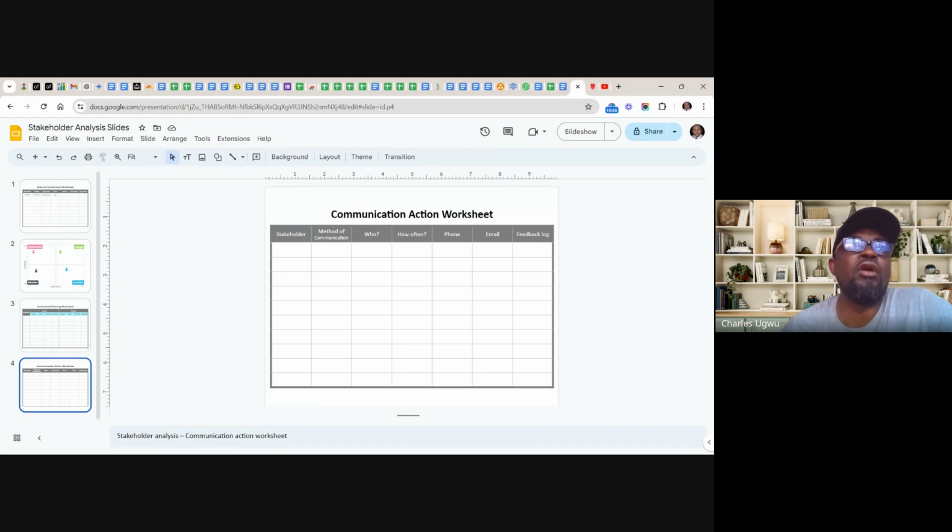If it's a one-on-one meeting, you need to secure a meeting, maybe once at the end of every week, maybe 30 minutes or 1 hour, where you discuss the project progress, your challenges, and the various support you might need from him. So this is where you capture the communication. Here you capture the stakeholder's name and then the communication method. For instance, Charles, communication method: email.